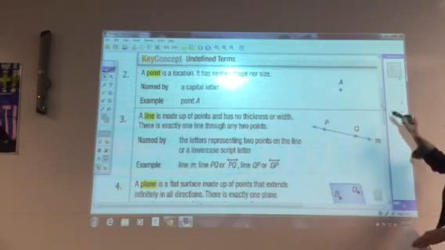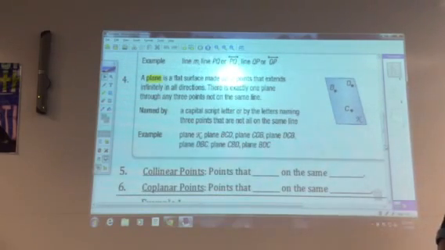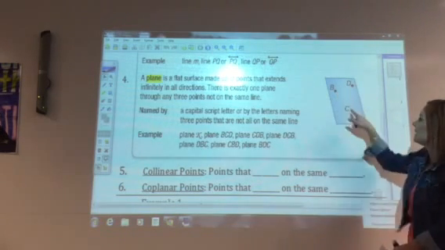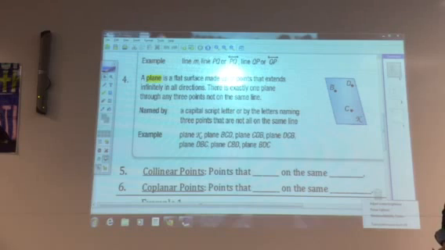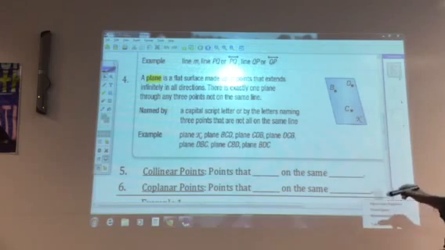Okay. The last one is what we call a plane. It looks like a square or a rectangle or some sort of quadrilateral. Notice it has 3 points in that plane. It also has a capital cursive letter at one of the corners to also name that plane.